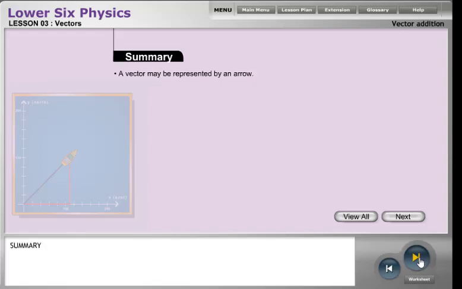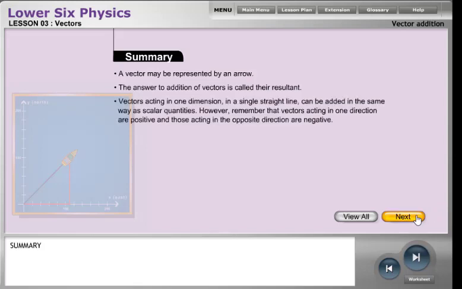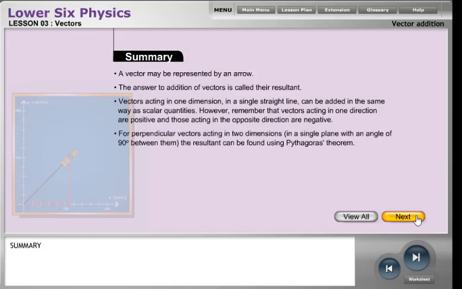Summary: a vector may be represented by an arrow. The answer to addition of vectors is called their resultant. Vectors acting in one dimension in a single straight line can be added in the same way as scalar quantities. However, for perpendicular vectors acting in two dimensions in a single plane with an angle of 90 degrees between them, the resultant can be found using Pythagoras' theorem.